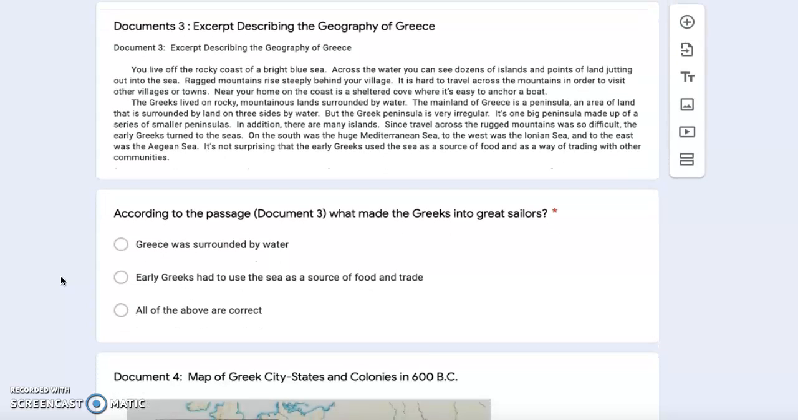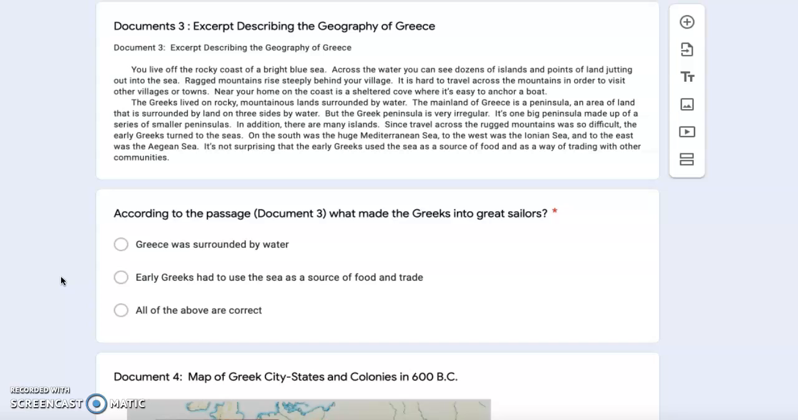Document 3. Excerpt describing the geography of Greece. You live off the rocky coast of a bright blue sea. Across the water, you can see dozens of islands and points of land jutting out into the sea. Ragged mountains rise steeply behind your village. It is hard to travel across the mountains in order to visit other villages or towns. Near your home on the coast is a sheltered cove where it's easy to anchor a boat.